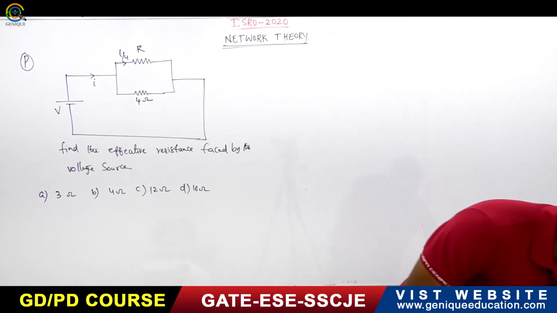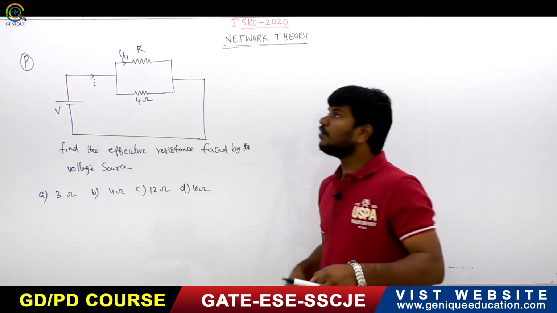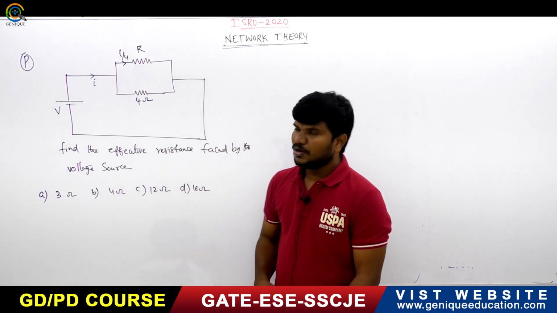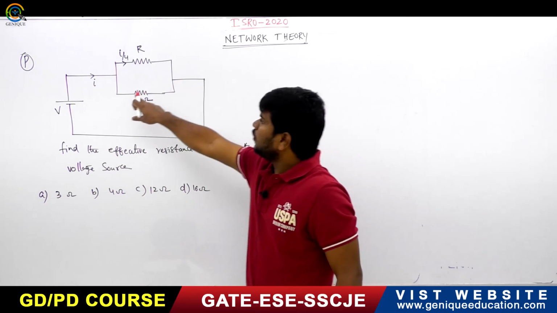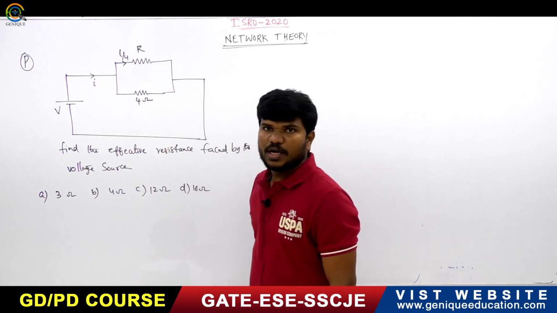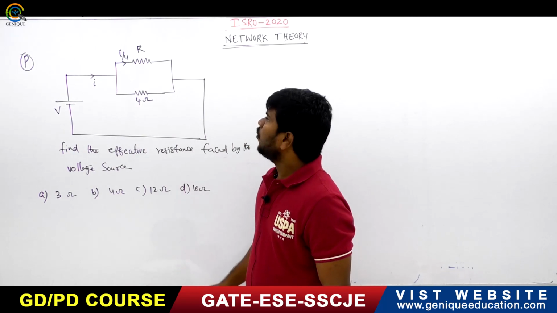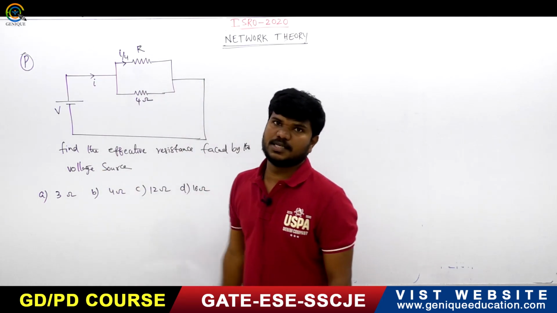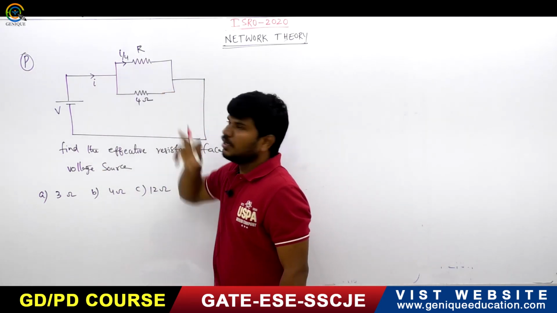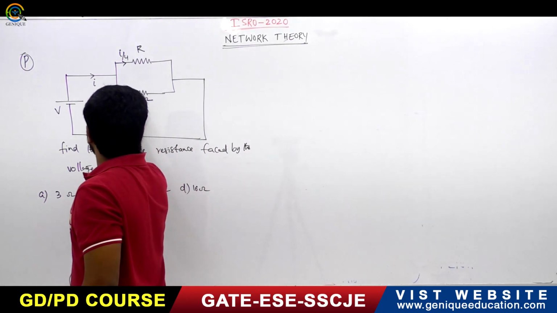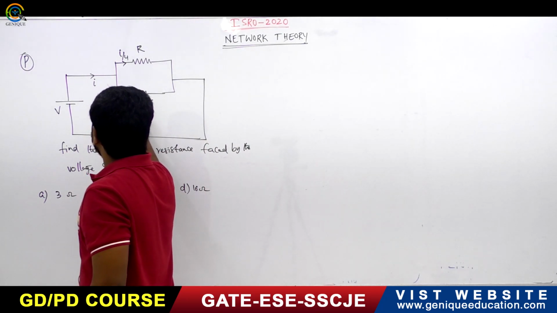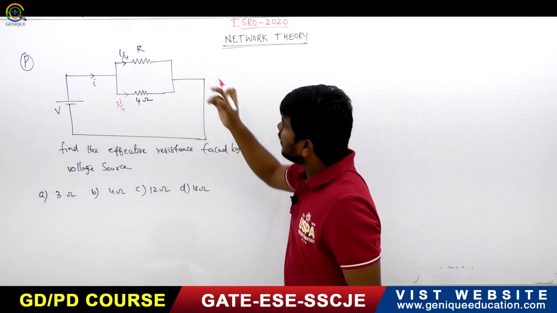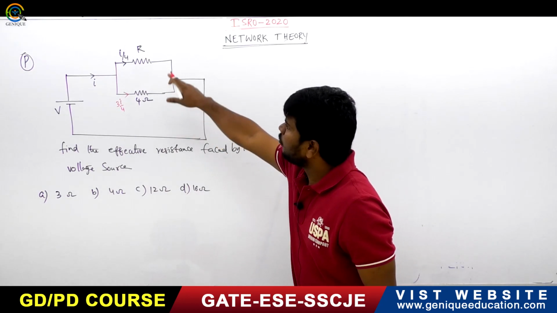Here the R value is not given. If the R value is given, it is easy to find, but it is also easy now. See, the total current coming out of this voltage source is I amperes. In that, I by 4 is flowing in this resistor. Then this current will be 3I by 4. So I is equal to 3I by 4 plus I by 4.